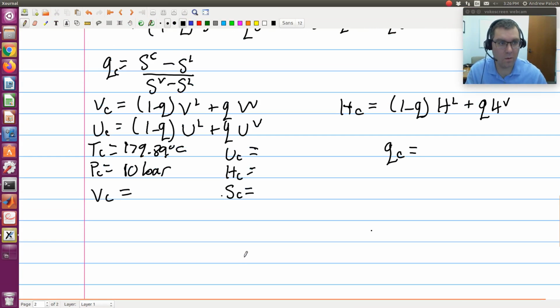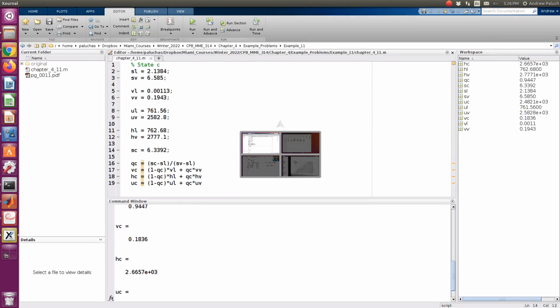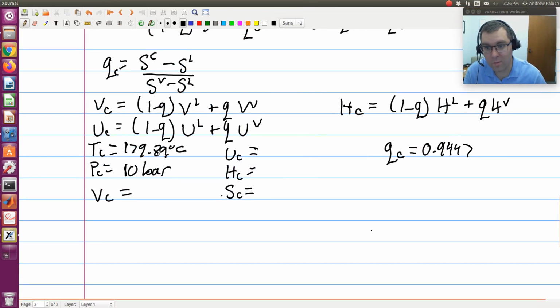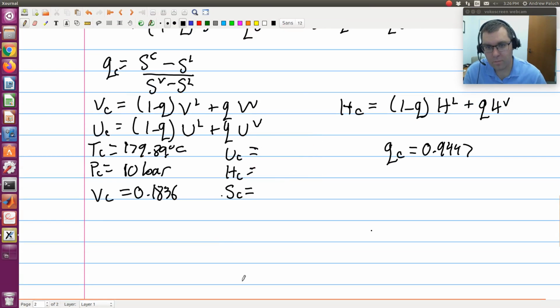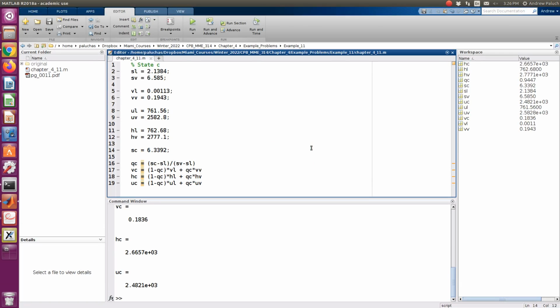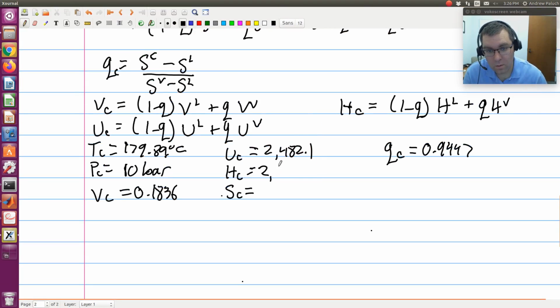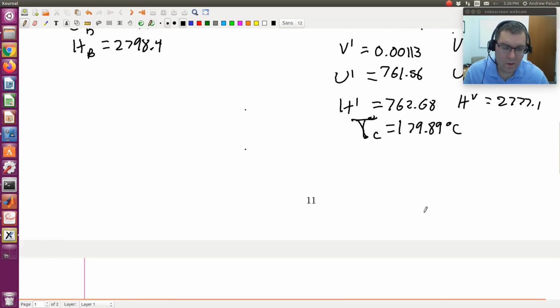So QC is 0.9447. So it's a two-phase mixture. VC is 0.1836. UC is 2,482. HC's 2,665.7. And then SC, again, is what we started with, that 6.3392.